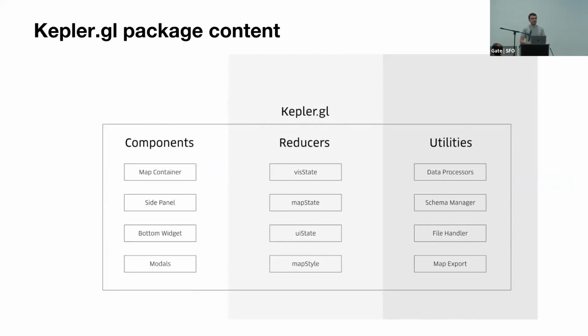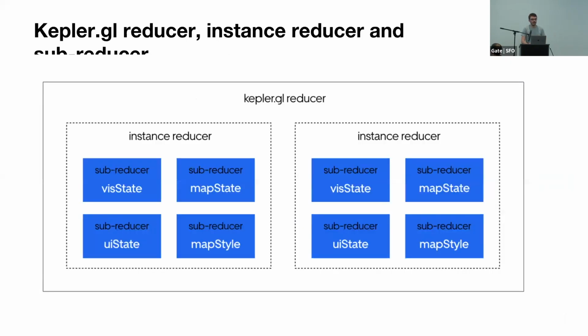You have a bunch of reducers that capture state for your visualization, your map, the UI, and the map styling. And then you have a bunch of interesting and useful utility libraries for exporting a map into an image, for example, or file handlers for parsing different file formats, etc. So it's fairly modular in that sense. One cool thing is that you can have multiple maps in the same web application. We've had side-by-side maps that interact and are synchronized with each other. So then you can have multiple reducers as part of the Kepler.gl reducer. So it's like sub-reducers.